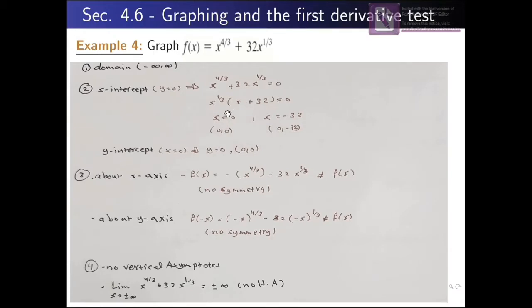Taking x^(1/3) as a common factor, we are left with x + 32. So either x is equal to 0 or x is equal to minus 32. So for the x-intercepts: (0, 0) and (-32, 0). For the y-intercept, we let x equal 0, so we get 0. So the y-intercept will be (0, 0).